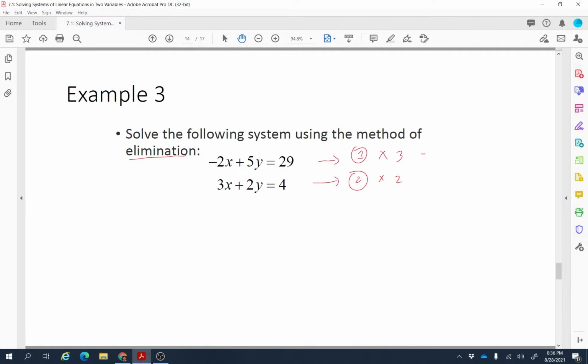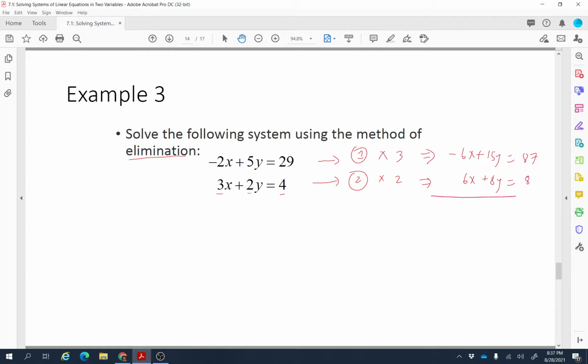So if I multiply by 3 for the first equation, my first equation becomes negative 6x plus 3 times 5 is 15y, and then 3 times 29 is 87. Similarly, if I multiply the second equation by 2, it's going to give me 6x plus 8y. Look here, I'm multiplying each of these numbers by 2, then 8. Finally, after multiplying these equations, our goal is to eliminate one of the variables from these two equations.